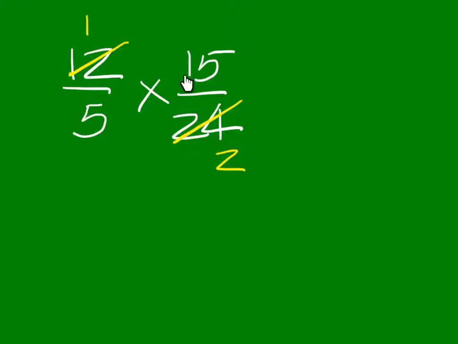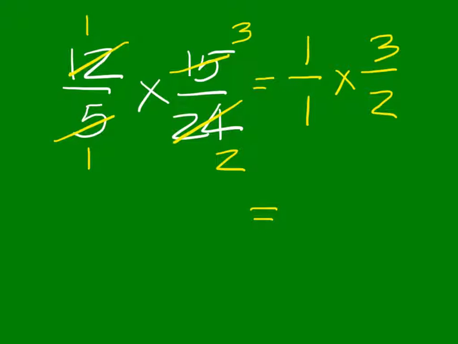15 and 5. What can I divide both of them by? 5. Yeah, 5 goes into itself once and into 15 3 times. So you're really left with 1 over 1 times 3 over 2. So 3 over 2 would be your answer until you have to do what to it?